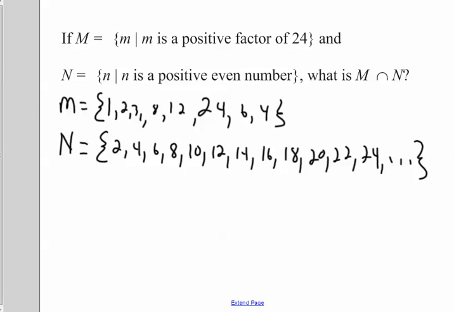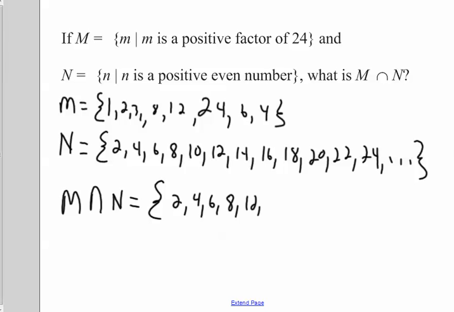So when I'm looking at the intersection, M intersection N, that's the "and." What is in both sets? M and at the same time N. That would be 2, 4, 6, 8, 12, and 24. There is your intersection of that.